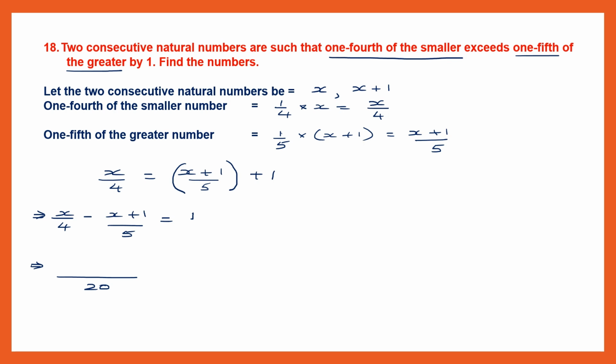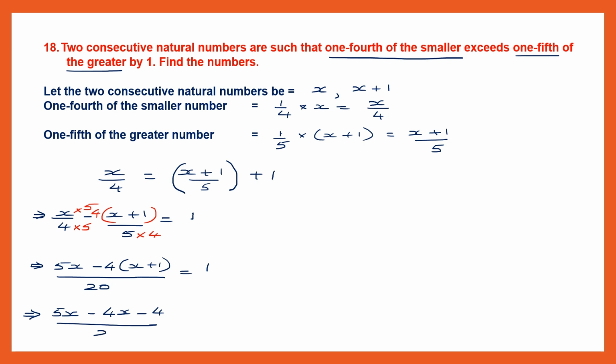Let's take the first fraction, 4 into 5. So x into 5 will be 5x. And here minus, now here we have 5 into 4. So multiply this whole thing by 4. So we have 4 into x plus 1. And all this will be equal to 1. So let's simplify this. 5x, now minus 4 into x is minus 4x, minus 4 into 1 is minus 4, by 20, which is equal to 1.